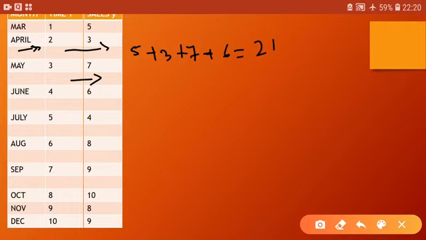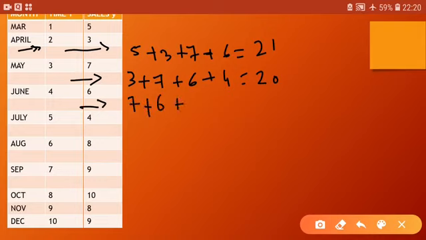What will you write between May, June? 2 up, 3, 7, 2 down, 6, 4. See, it is simple, huh? 2 up and 2 down, nothing else. Don't get confused. Here also 2 up, 2 down.